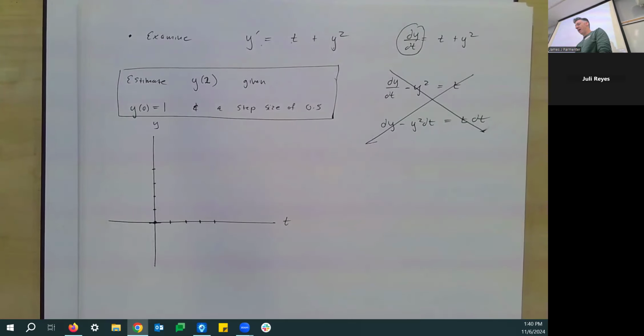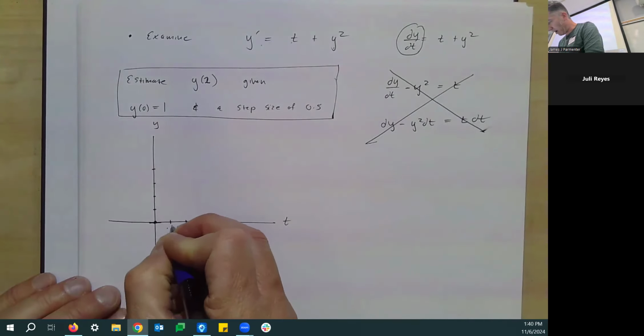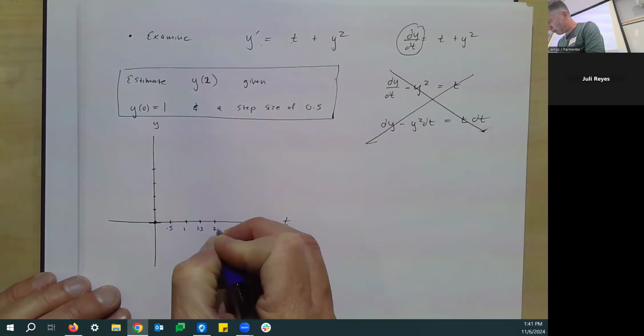So this is going to go by halves. Let's say those are all a half instead of 1. So that's a 0.5 and a 1 and a 1.5 and a 2.